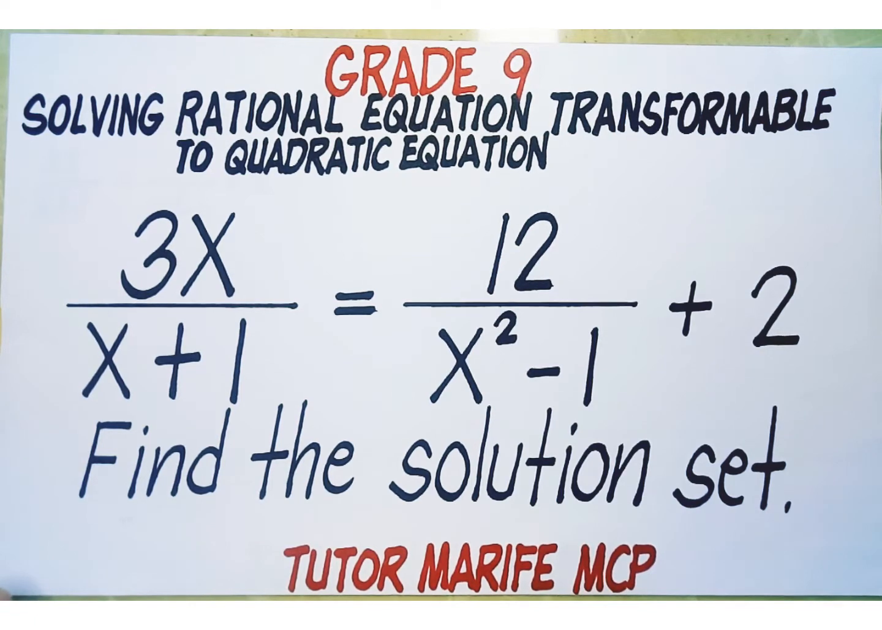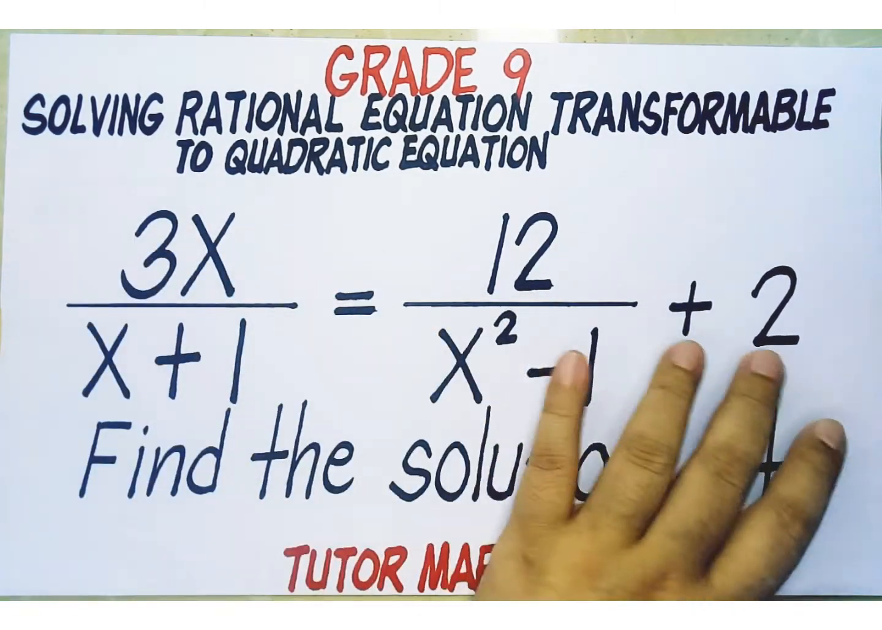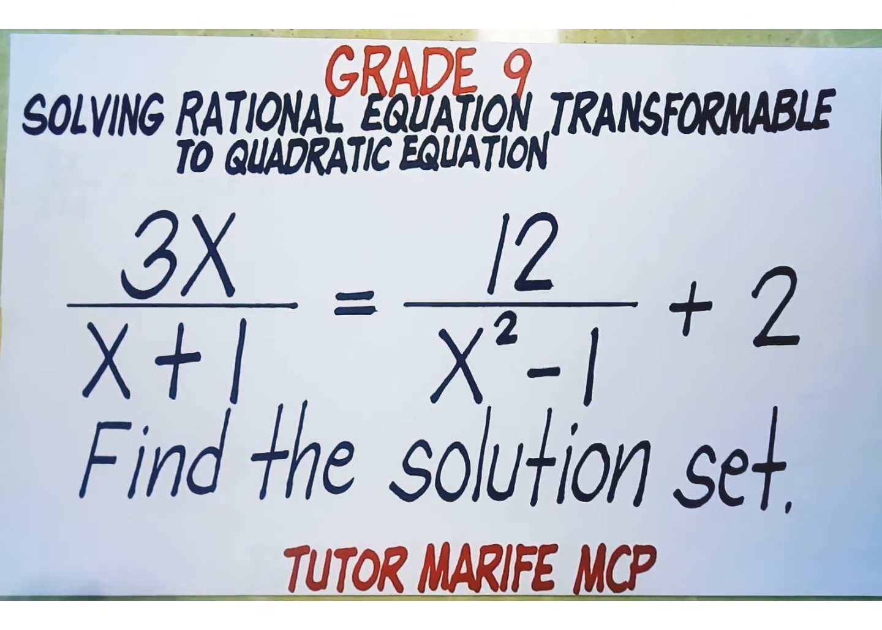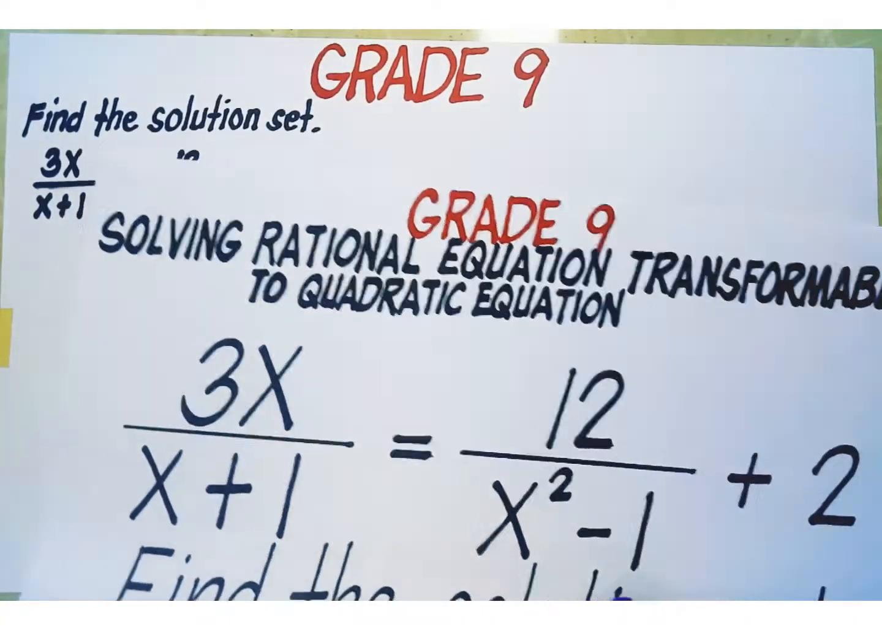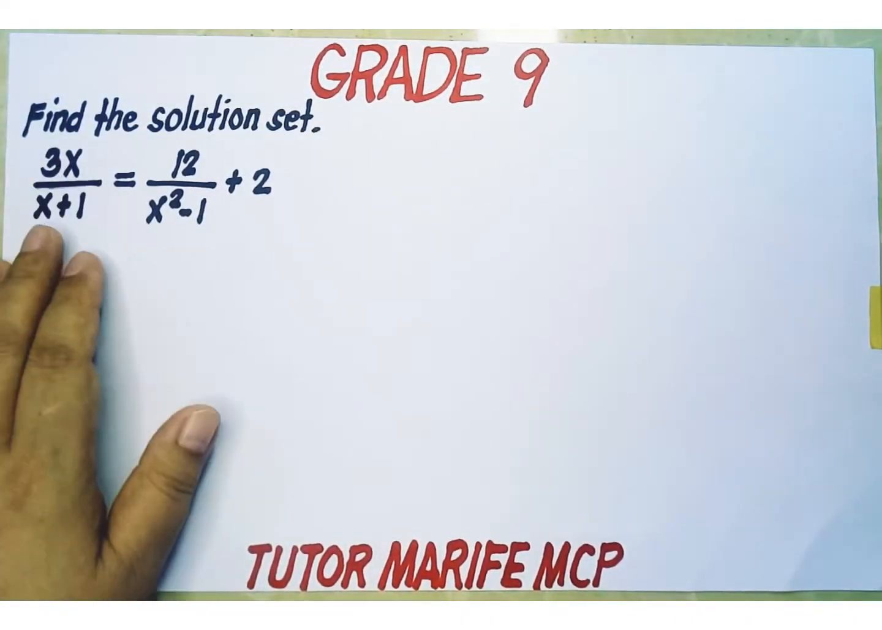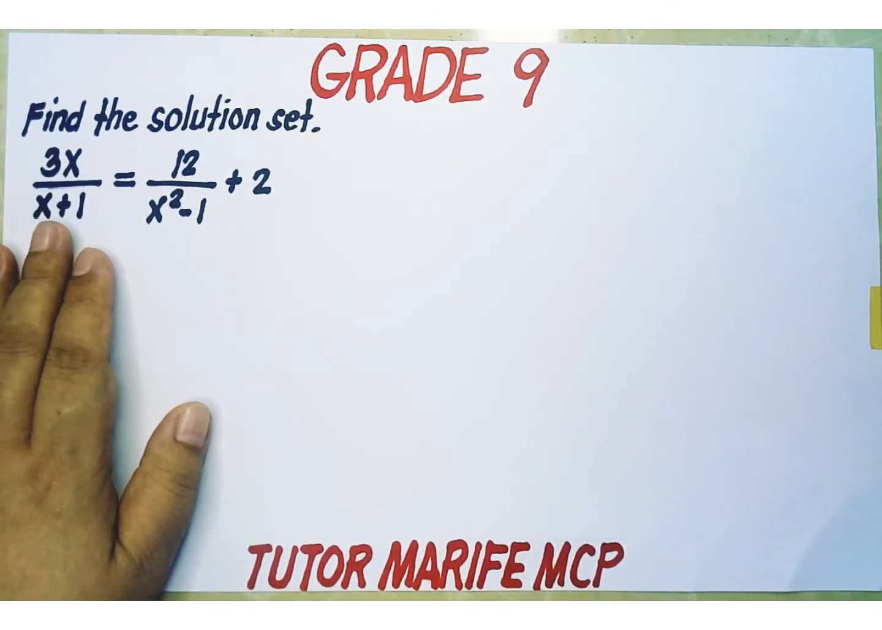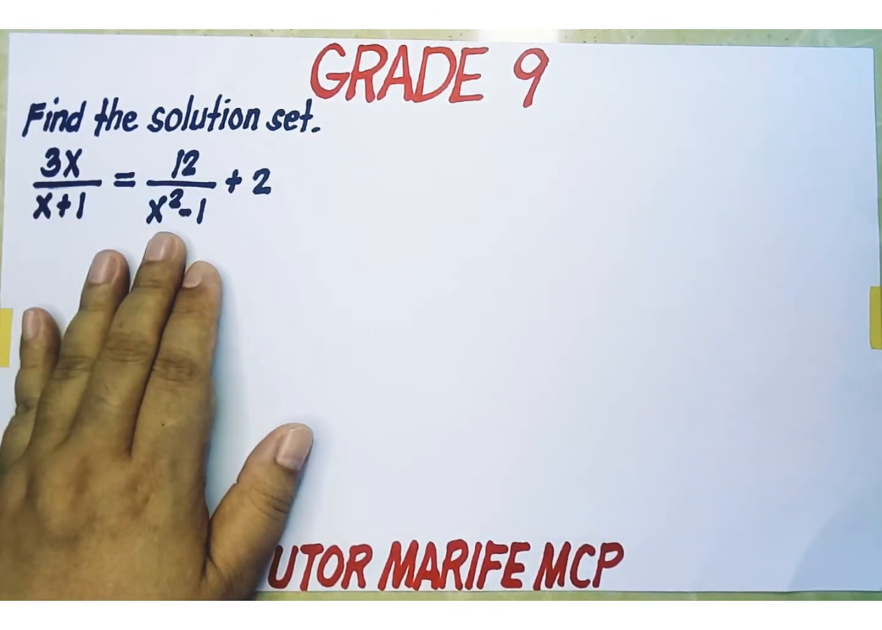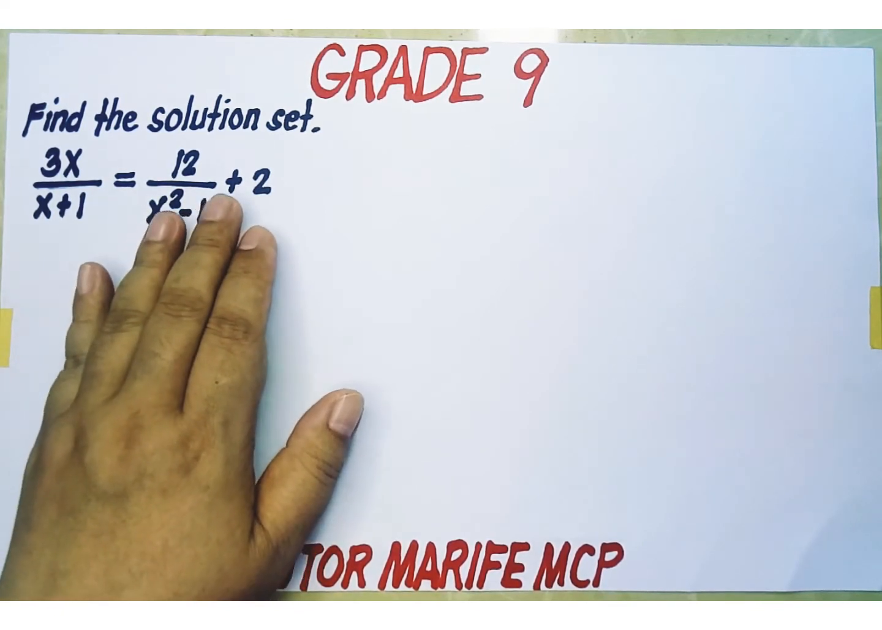This is Tutor Marife. In this video, I'm going to tutor you on solving rational equation, transformable to quadratic equation. So this is our given rational equation. We're going to find the solution set. Let's start. Okay, so we have 3x over x plus 1 equal to 12 over x squared minus 1 plus 2.